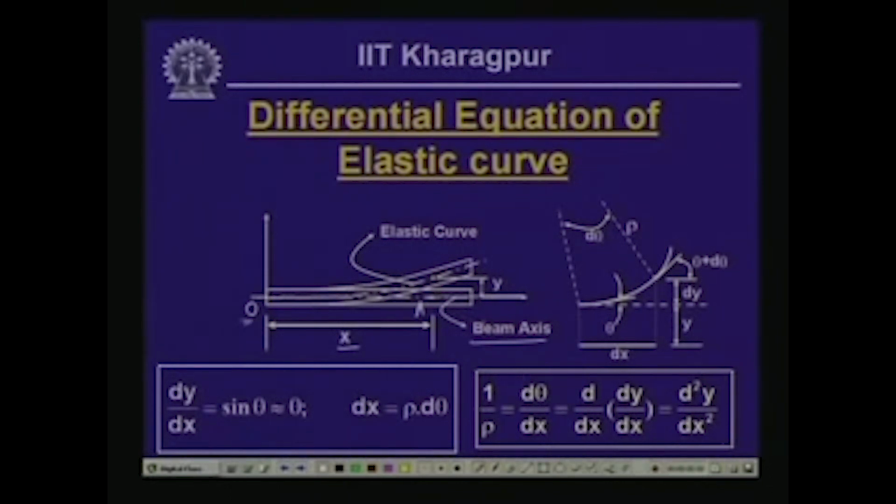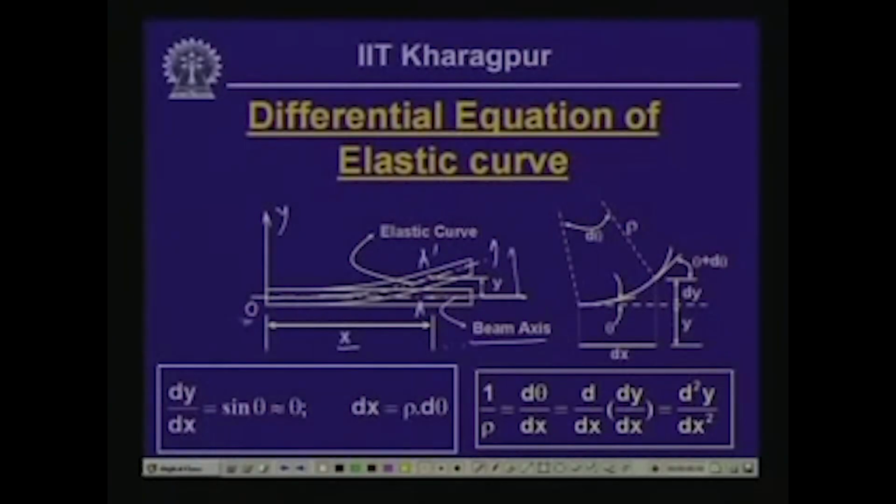Now, let us assume that this particular beam undergoes deformation in the positive direction. This is the positive y direction, and we assume that the member undergoes deformation in the positive y direction, and after deformation, this is the deformed configuration, and the point A moves to A dash. Now, if you remember, we had said that the beam axis, when it undergoes deformation, does not stretch.